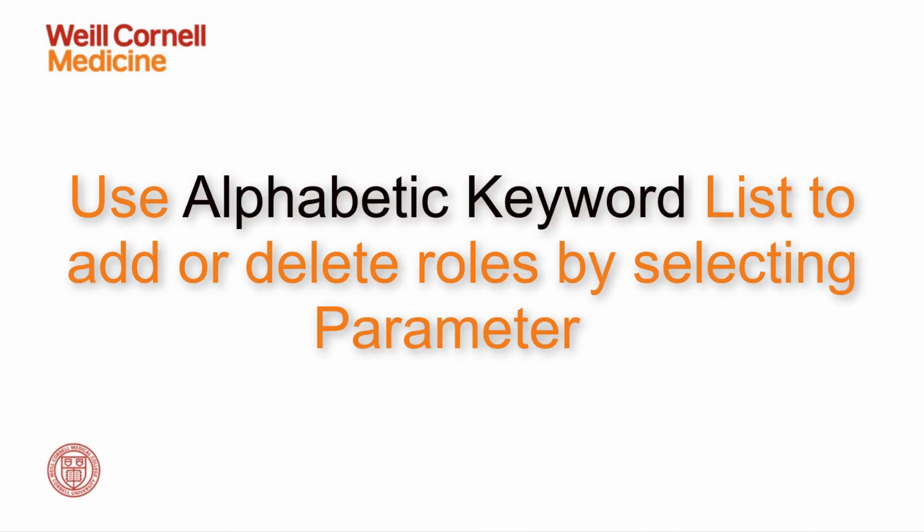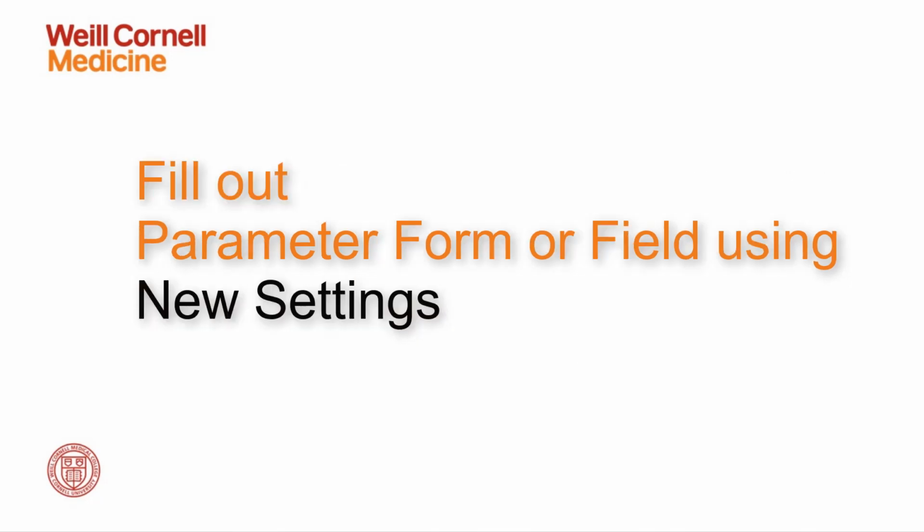There are many ways that you can add or delete roles such as owners, moderators, and editors, but the simplest way is using the alphabetic keyword list. Using the alphabetic keyword list allows you to select a parameter or the keyword that you want to change in your list settings. When you click on a keyword, all you need to do is fill out a form or a field with the new settings you want to include or add or remove information from a field.